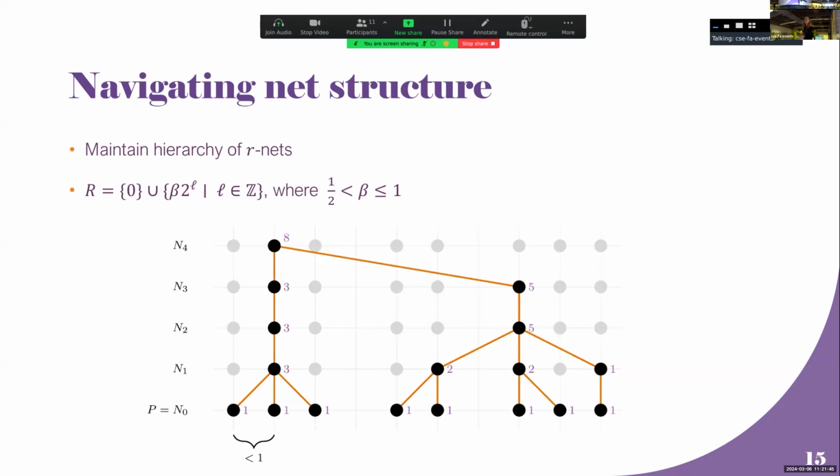And then we will have some hierarchy on these R-nets, given by, first of all, we have to define some set of radii. In our case, it looks roughly like this. And I want to explain the hierarchy with this little example. So for simplicity, we can just assume beta is 1. So we have the radii set equal to the powers of 2. And okay, so I just want to explain that picture here.